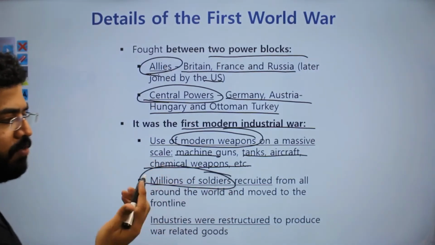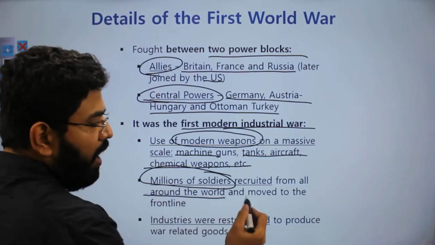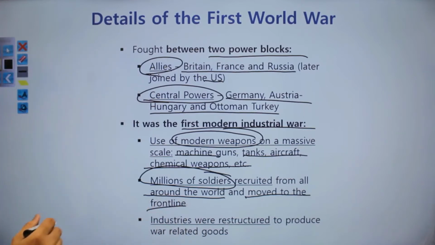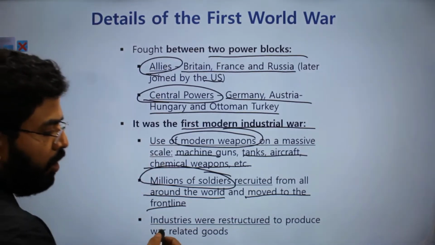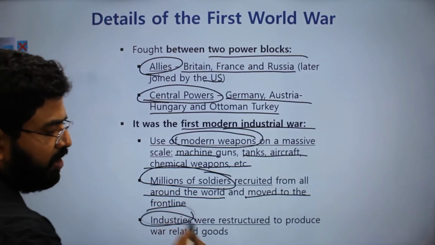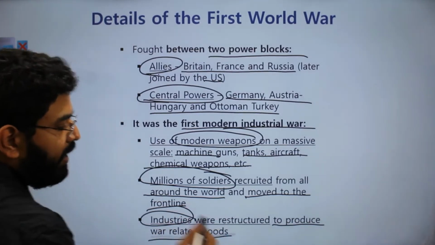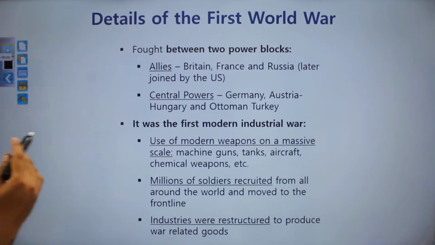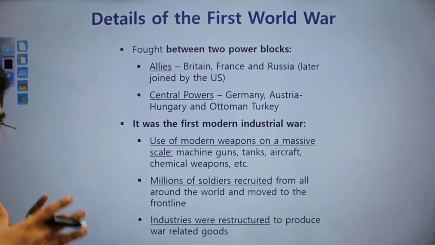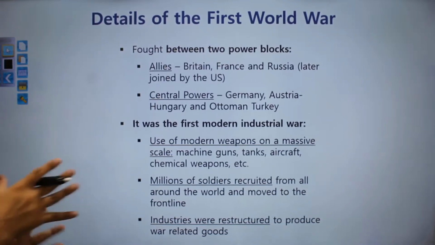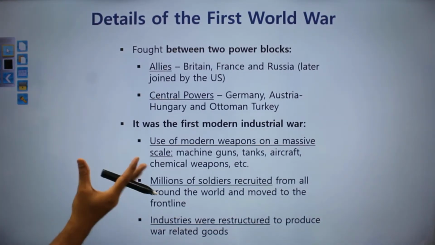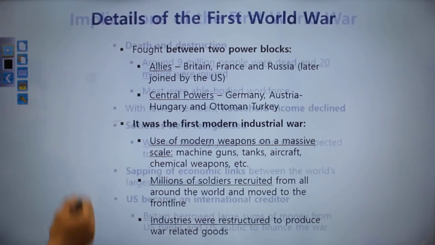Millions of soldiers were recruited from all around the world and moved to the front line. Even though India had nothing to do with it, a large number of Indian soldiers were recruited to fight this world war. Industries were also restructured to produce war-related goods: uniforms, food grains for the soldiers, machine guns, any utility just for the war. So the industries were restructured in such a way.